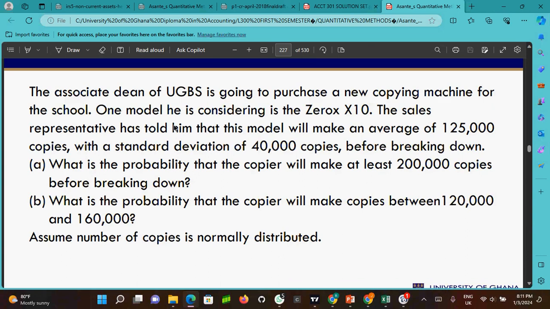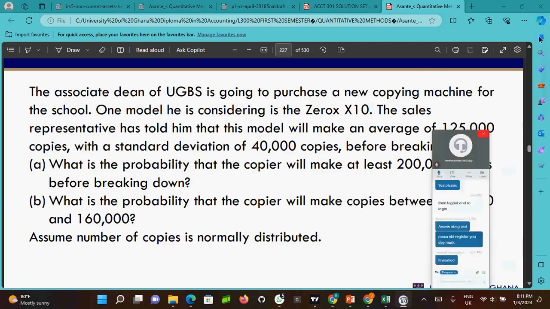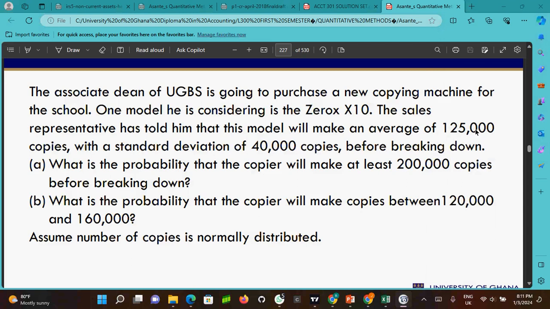Please, can someone read this question for us? Okay, can I read? Yeah, please, you can read.